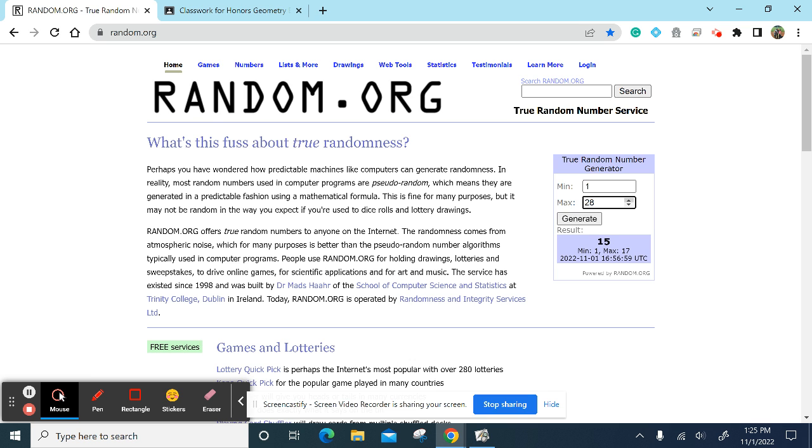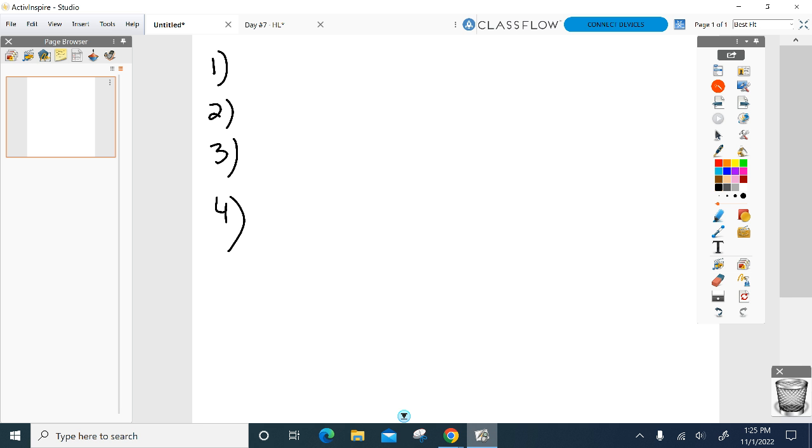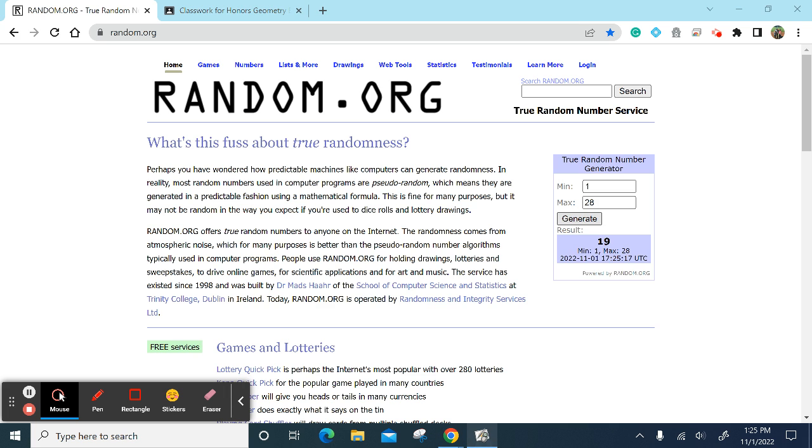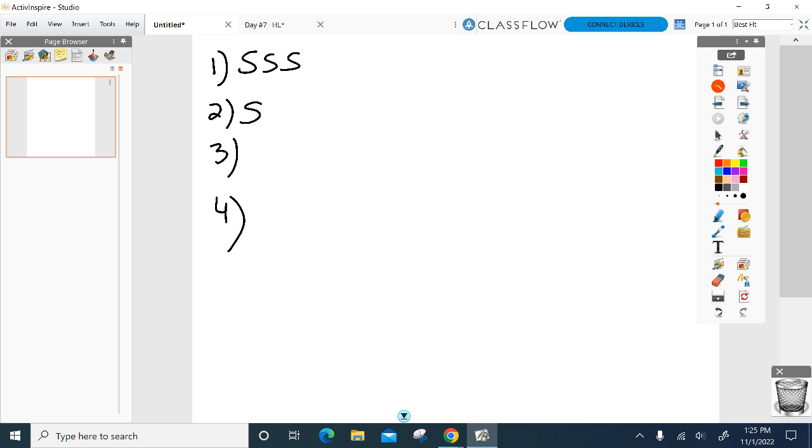Go over those four right now, because today is the fifth and final method. So let's go over the four we have. Side, side, side. Side angle side.